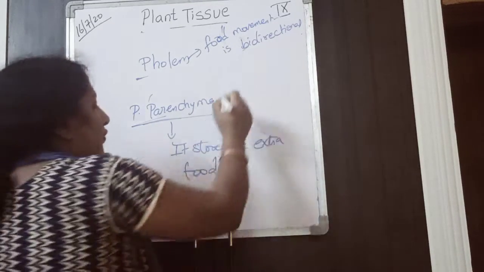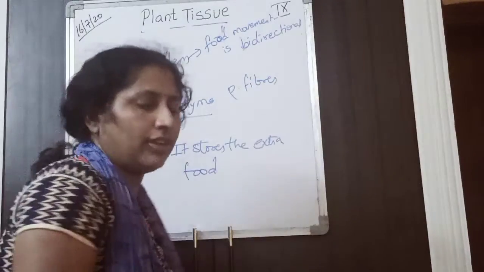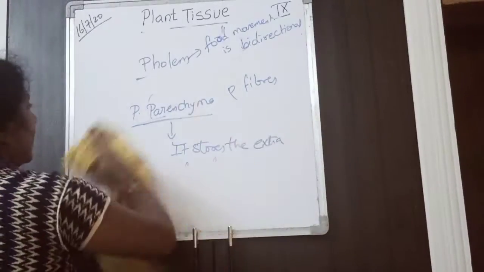Next, coming to the phloem fibers. So what are the phloem fibers? These are dead cells. Phloem fibers are dead cells.